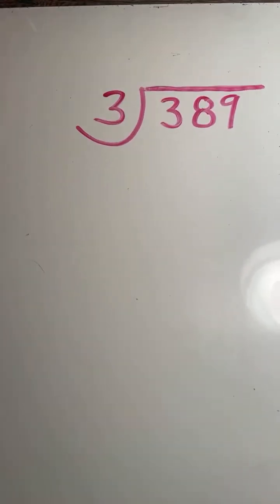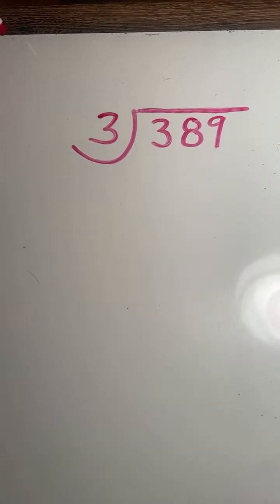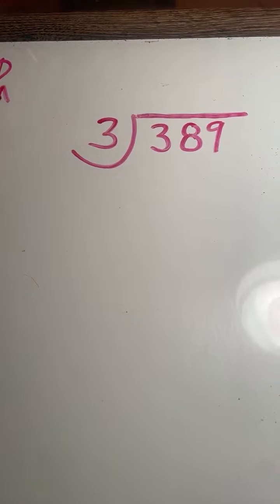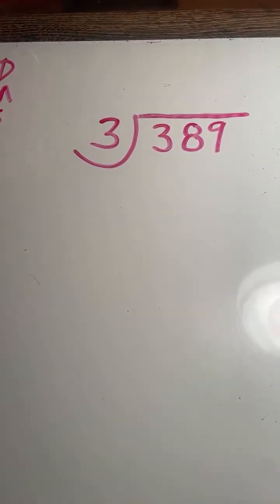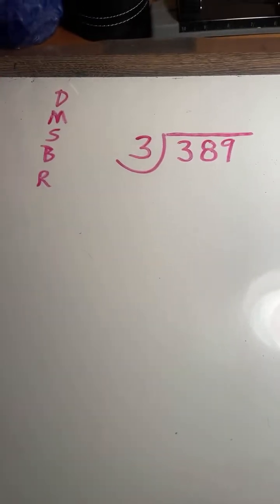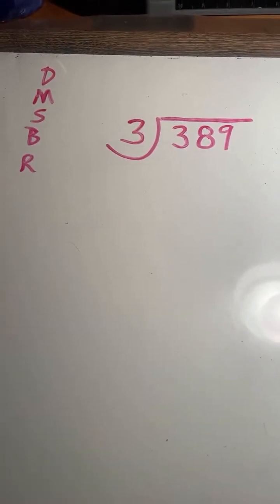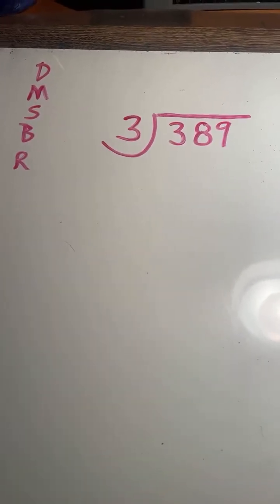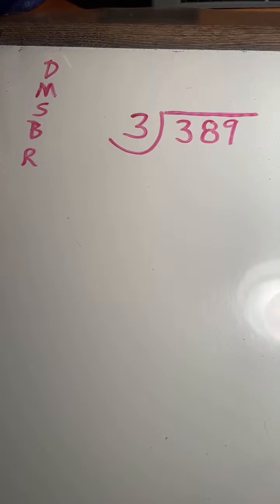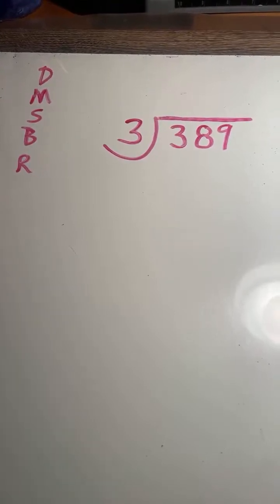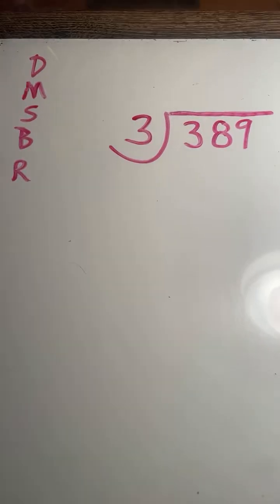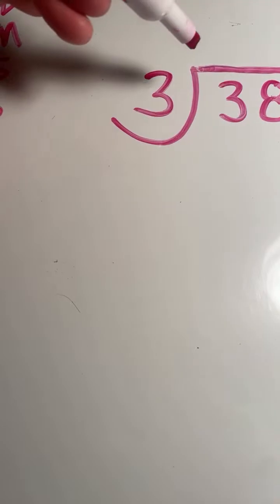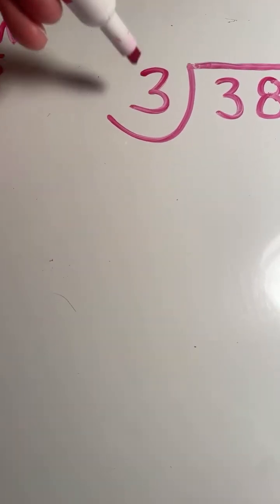So this one's a little bit of a smaller problem, 389 divided by 3. So we have our steps here. We want to divide by the smallest number possible. We are looking for the number within the number. And again, the rule is, when we're looking for the first number to divide by, that the number inside the square has to be equal to or bigger than the number outside the square. So the number inside the square is 3, the number outside the square is 3. This works.